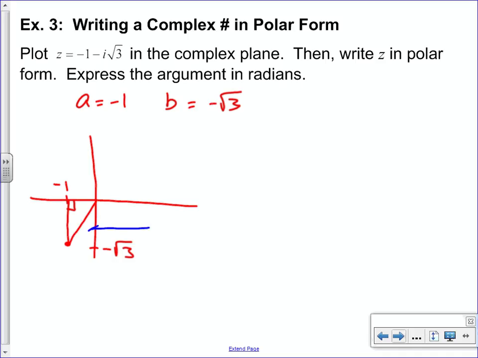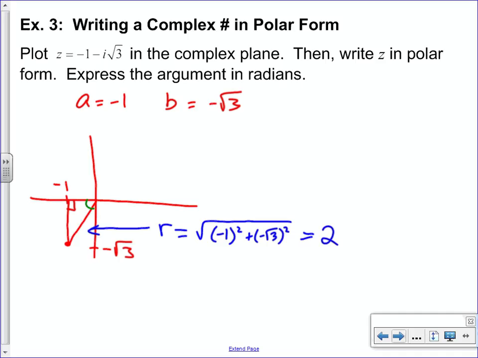This right here is r, which is the square root of a squared plus b squared. So (-1) squared plus (-√3) squared, which is 1 plus 3, 4, root 4. So it's 2. Okay. So that's the r.